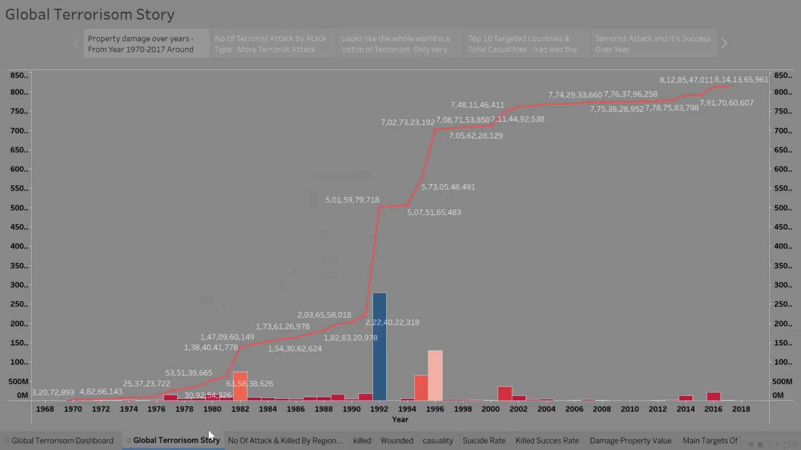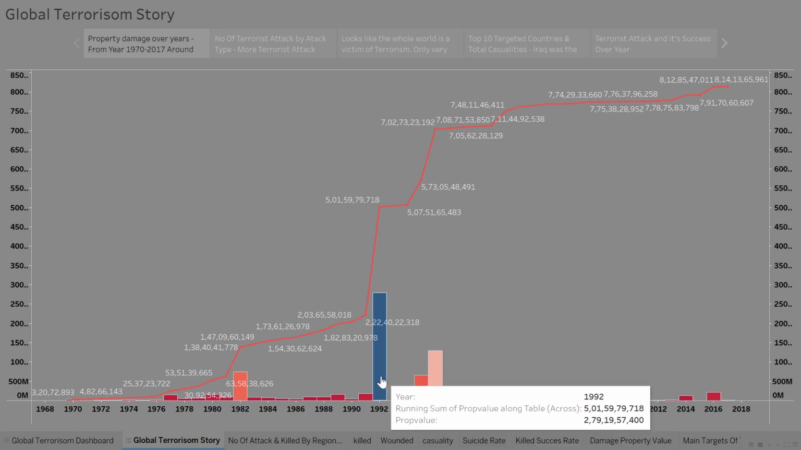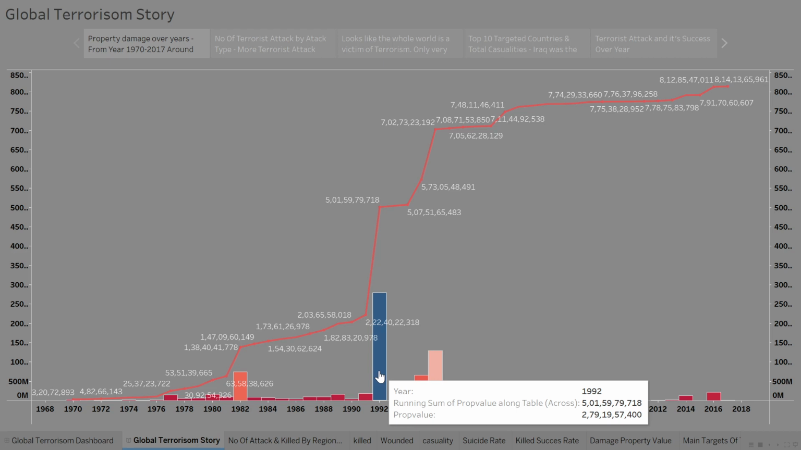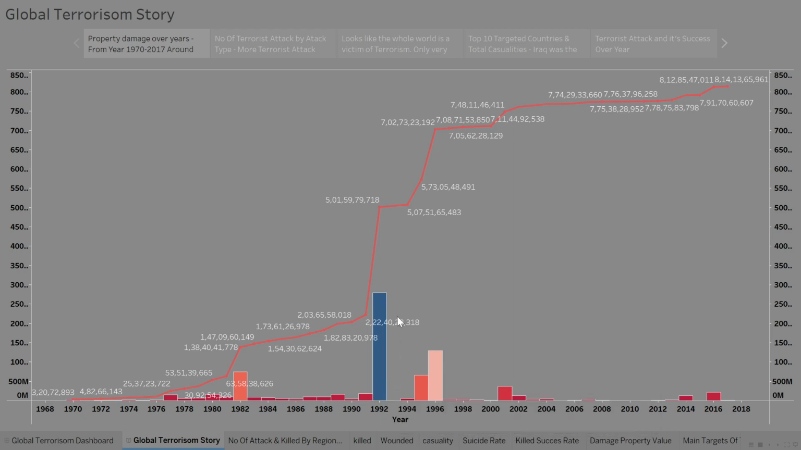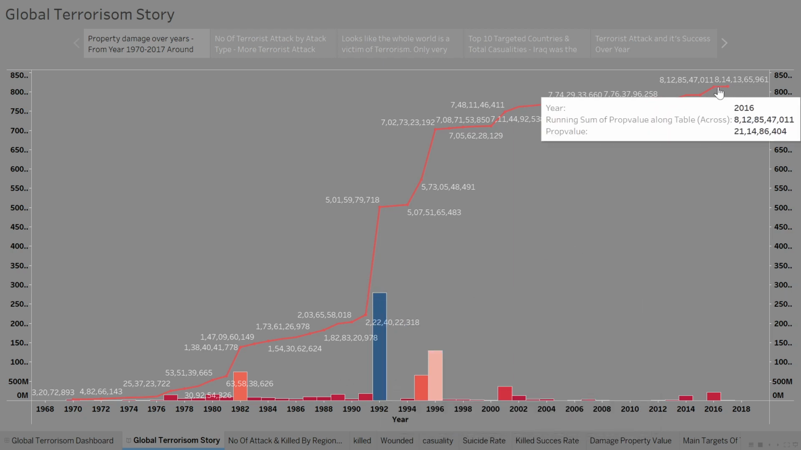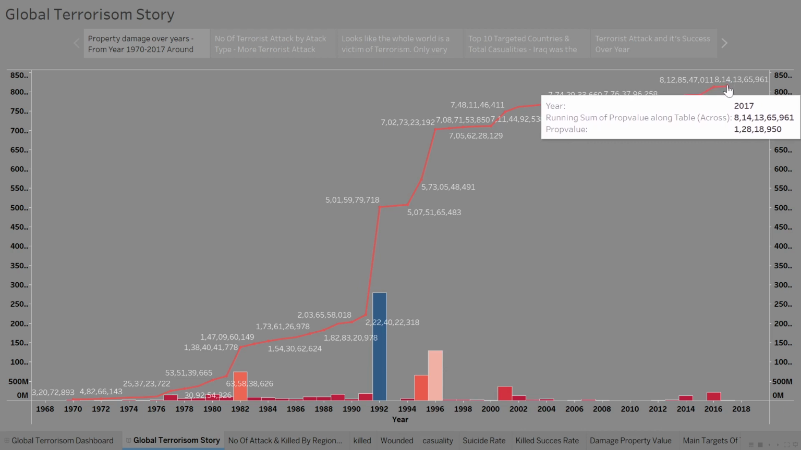Story. Now coming to the Tableau storybook. First graph: property damage, both year-wise and cumulative. This is property damage and this is the cumulative for that. The year 1992 had the maximum property loss over the 47 years of span, 1970 to 2017. You can see there was $8141 million in property damage, a huge amount of property damage.